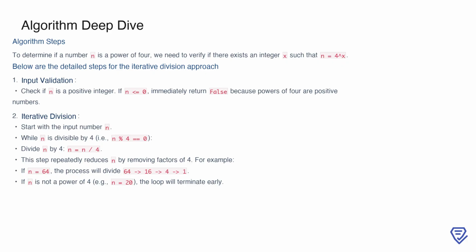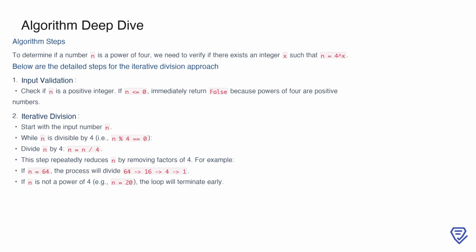To determine whether a number is a power of 4, we follow a structured approach. First, we validate the input to ensure it's a positive integer since powers of 4 are always positive. If the input number is less than or equal to 0, we can immediately return false. Next, we employ an iterative division method. Starting with the input number, we repeatedly divide it by 4 as long as it remains divisible. This process systematically removes factors of 4 from the number.